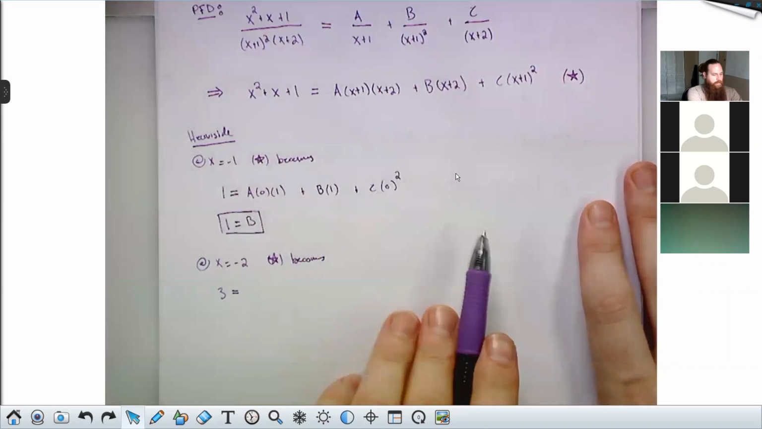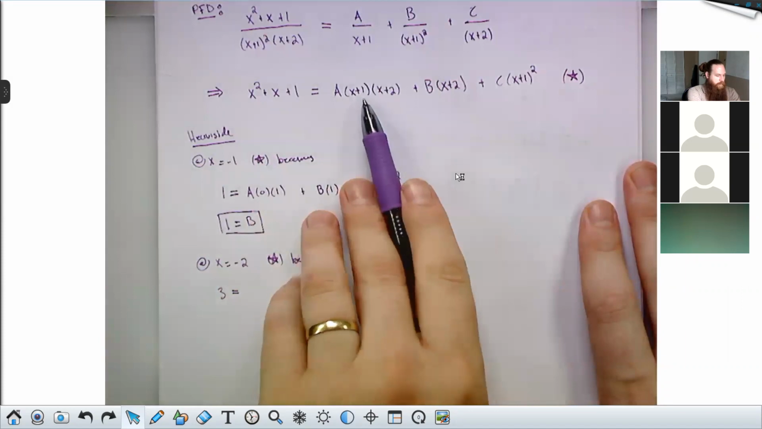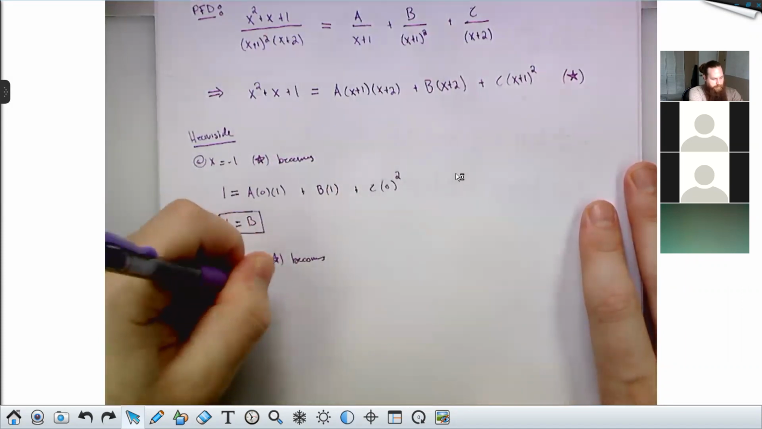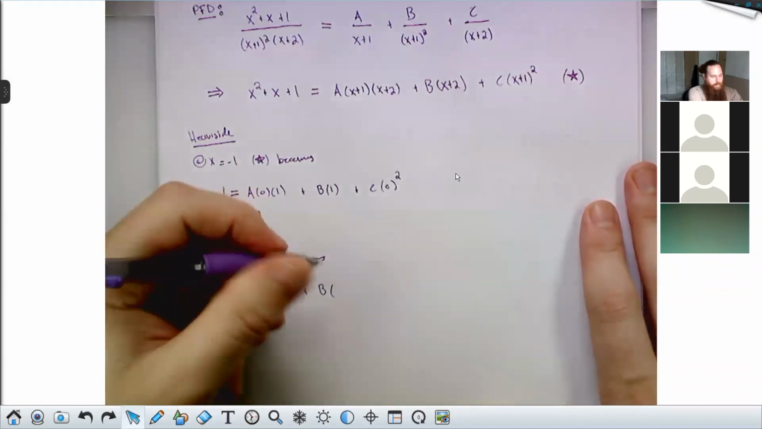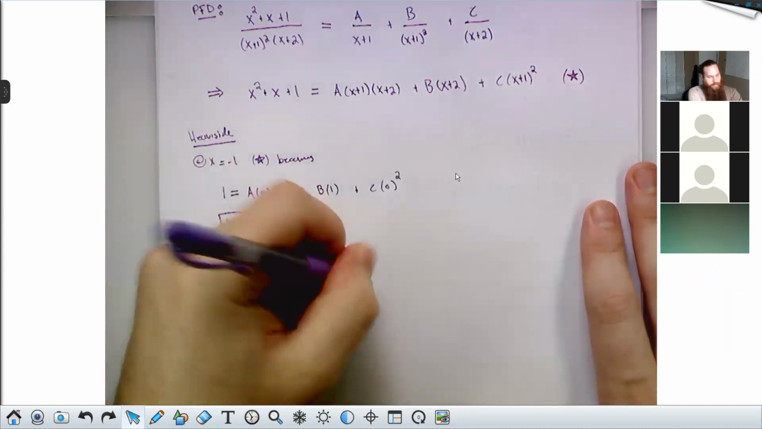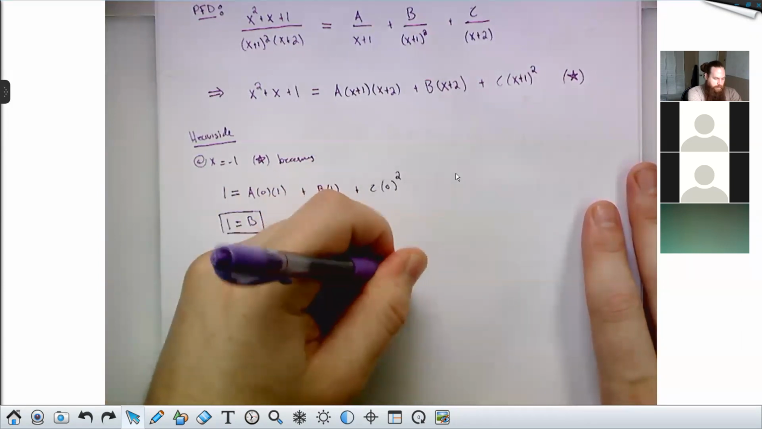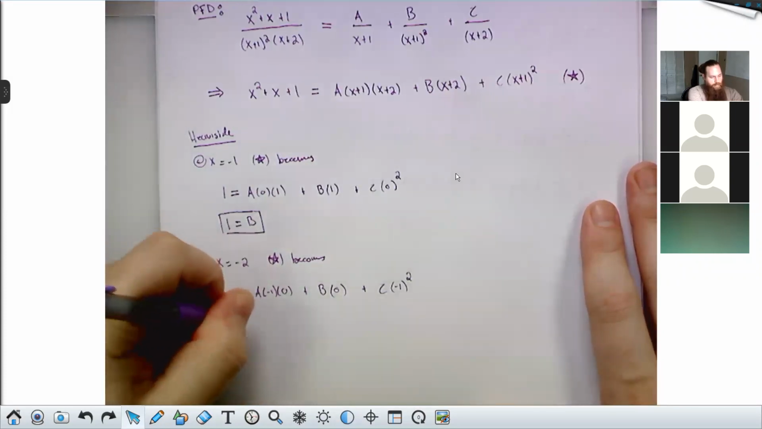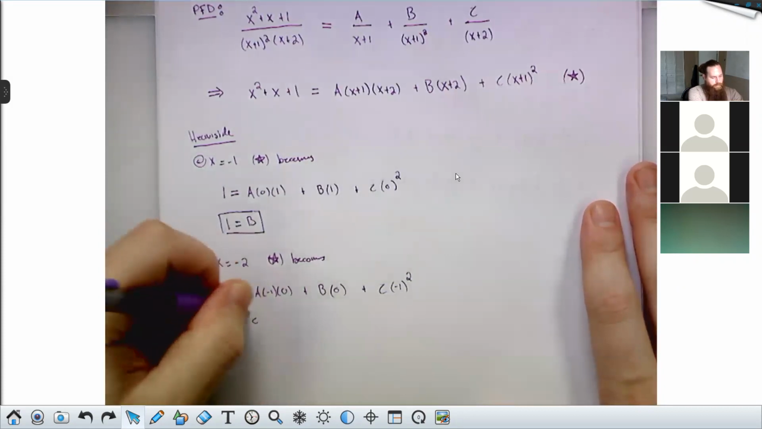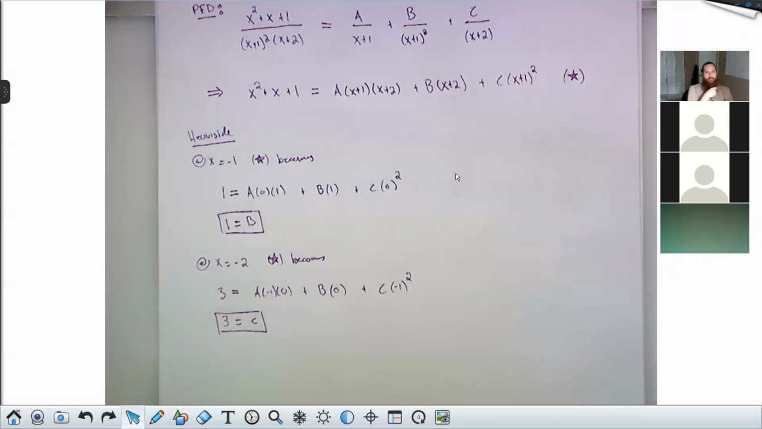And then on the right-hand side here, I'll have a times -2 plus 1 is -1 times 0, plus b times -2 plus 2 is 0, plus c times -2 plus 1 is -1, and then squared. So again, these guys both go away. And -1 squared is 1. So you just get 3 equals c. So immediately we get the value of c as well.